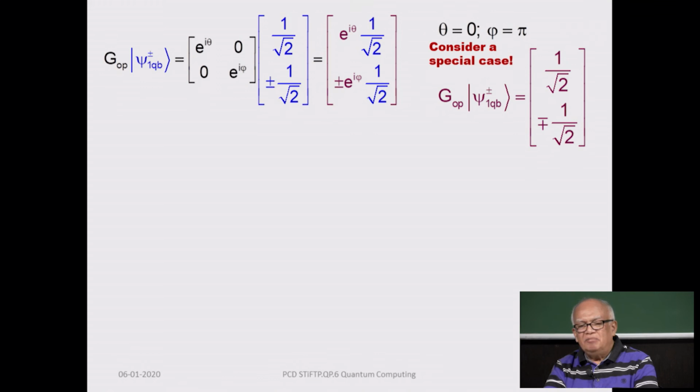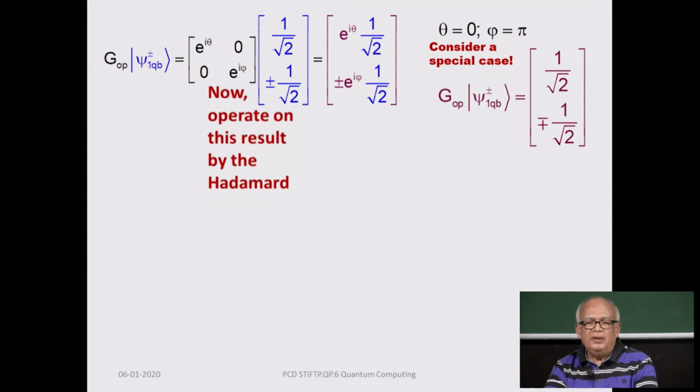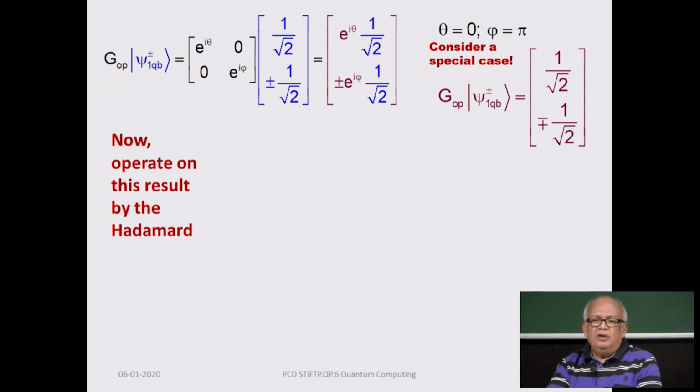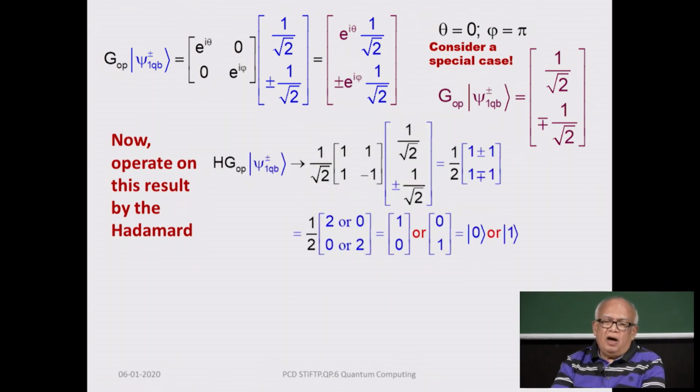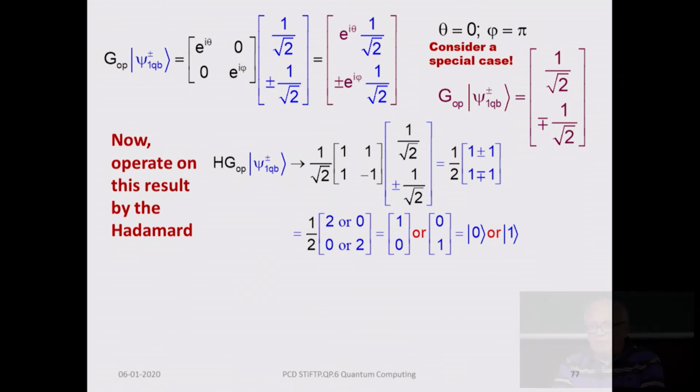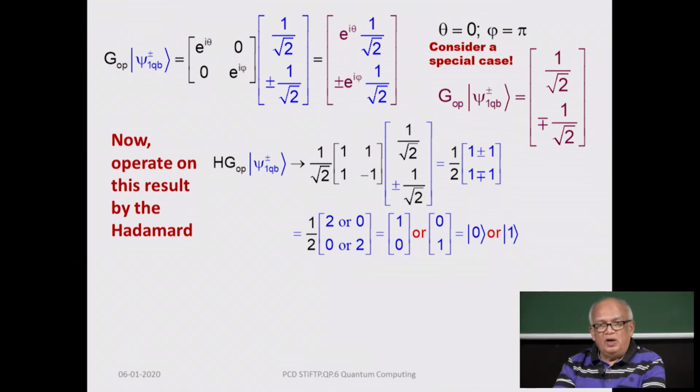So, you get minus or plus instead of plus or minus e to the i phi. Now, if you pass this qubit through a Hadamard gate, operating on this by the Hadamard matrix, which is 1 over root 2 times [1 1; 1 -1], what you get is either pure 0 or pure 1.